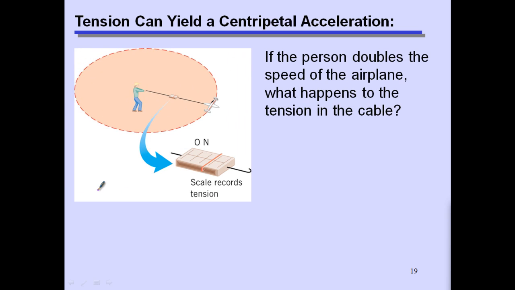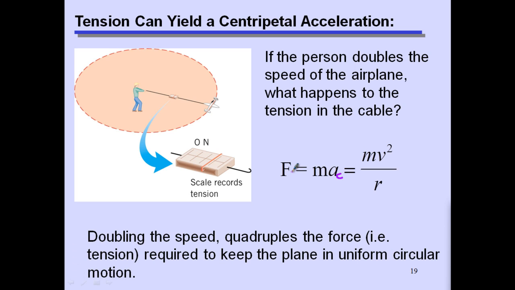So I said tension can supply one of our types of centripetal force. So if the person swinging this airplane doubles its speed, what happens to the tension in the cable? So we double the speed. Remember, force equals mass times acceleration, but in our case, centripetal acceleration, so we use mv squared over r. So if we double the velocity, we're quadrupling the force, because we're putting a 2 in here. We've got to square the whole thing, so it ends up being 4v squared, so we're 4 timesing the force.